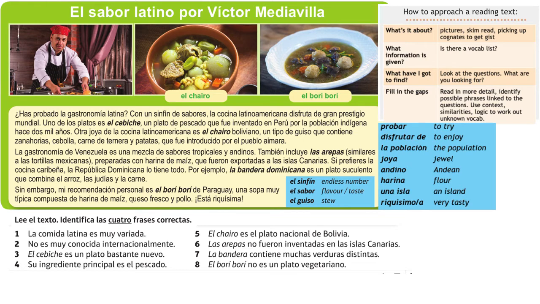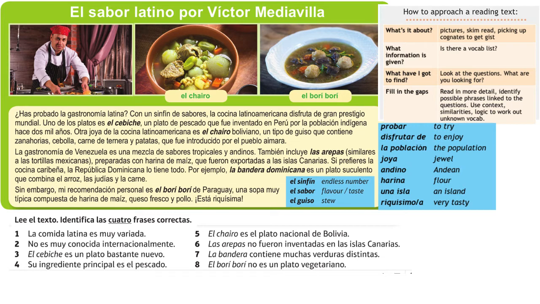What information is given? So you've got a good vocab list there in blue. Don't forget to look for words in it if you don't know a word. What have I got to find? So underneath you have got leer el texto, identifica las 4 frases correctas. Read the text and identify the 4 correct phrases from the 8 at the bottom.